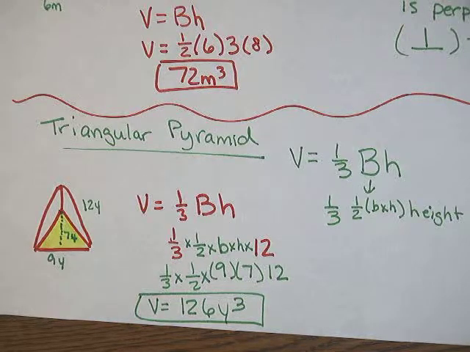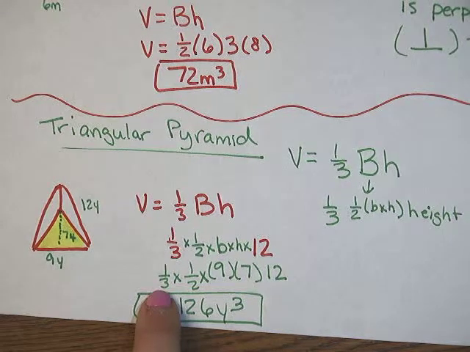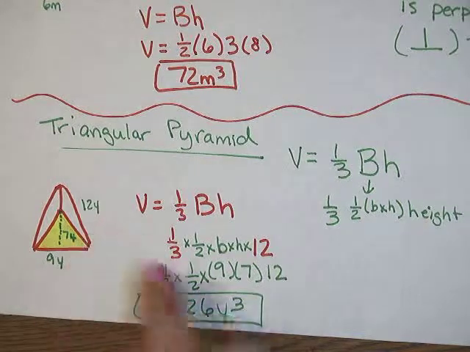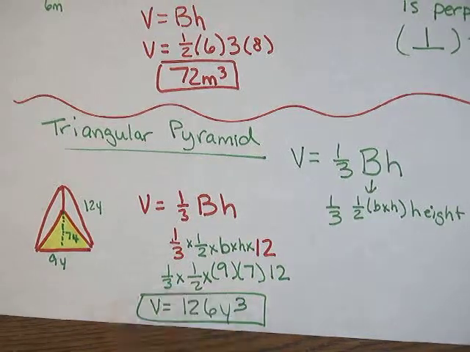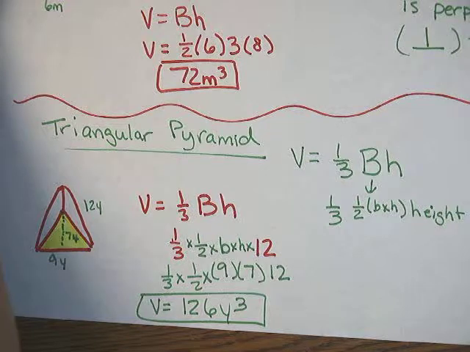Okay, so I multiply this together, and what do you get, Charles? 126 yards cubed. Perfect. So the only thing you have to remember is if it is a pyramid, you multiply in the 1/3. Every time it's a triangle base, you multiply in the 1/2.